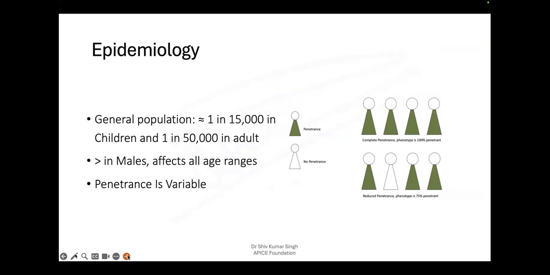Both these receptors are involved in calcium regulation. And it depends on which article you read. They will likely have different incidences reported. But there are some who say that in the general population it can be as much as 1 in 15,000 in children and 1 in 50,000 in adults. And I was previously saying that this is almost 1 in 100,000.